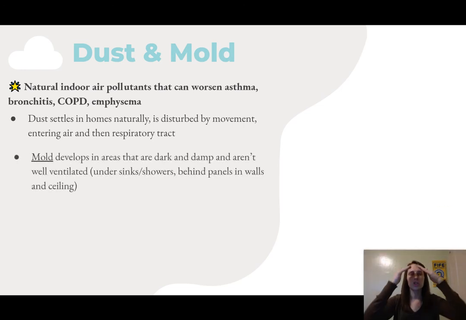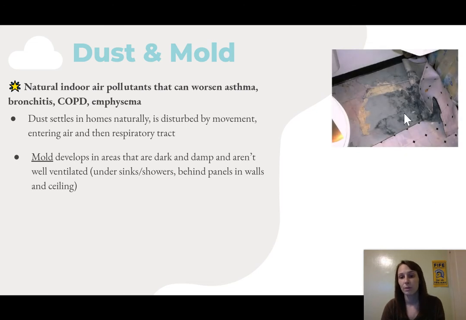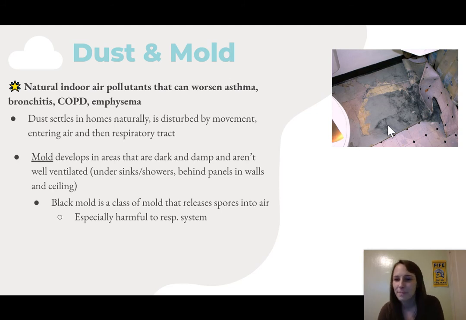Now, mold, which is super common here in Western Washington because we have a lot of moisture, and mold loves moisture. So mold is going to develop in areas that are dark and damp and aren't well ventilated. Common areas can be under the sinks, in the showers, behind panels in the walls, and the ceiling. Honestly, here in Western Washington, mold will sometimes just form on my windows because I feel like mold is basically everywhere here, but it's very common and it's going to be developing in these damp, dark areas.